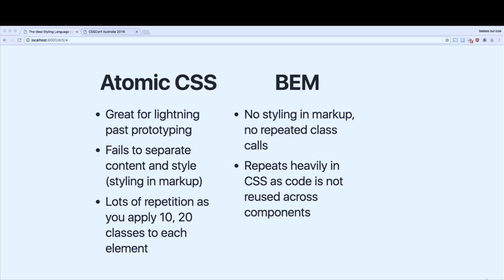On the other hand, BEM doesn't have that. There's no styling in the markup, you don't repeat classes. But when you look at the CSS, there's a lot of heavy repetition because you can't reuse the code across components. In many cases, you also see a lot of DOM information encoded in the CSS, which is, again, bad. So we seem to have reached an impasse with our ideal selector. We can't have reusability and separation at the same time.